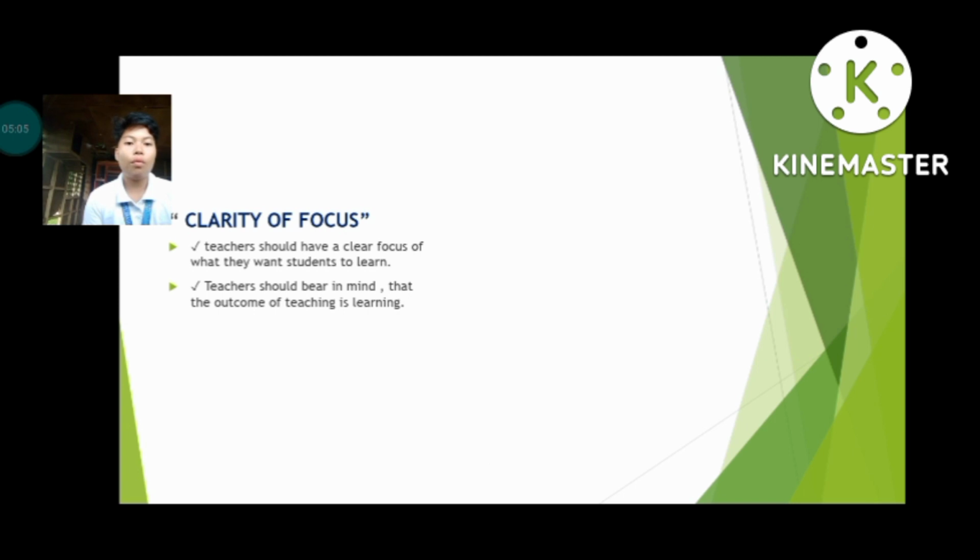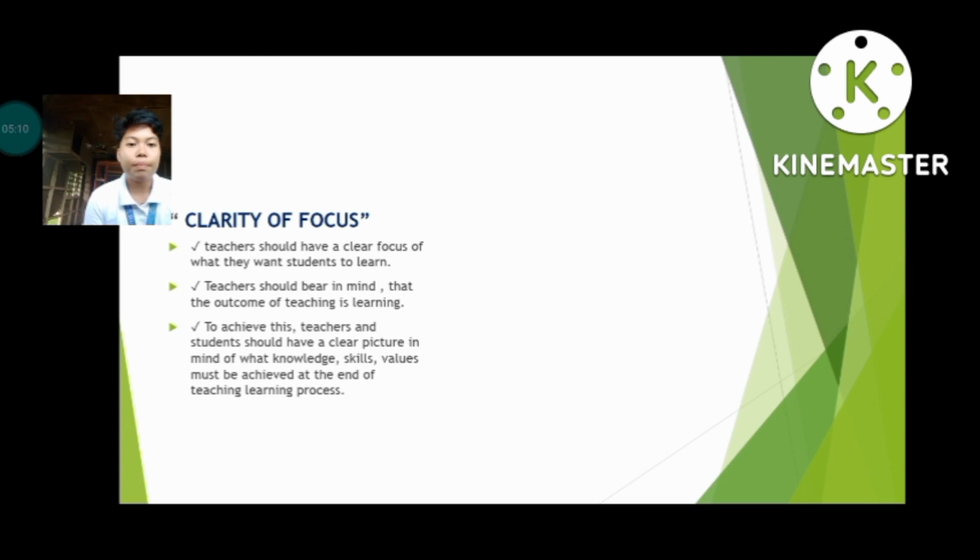Teachers should have a clear focus of what they want students to learn. Teachers should bear in mind that the outcome of teaching is learning. To achieve this, teachers and students should have a clear picture in mind of what knowledge, skills, and values must be achieved at the end of the teaching-learning process. This is like looking straight ahead so that the target will be reached. We should be aware of what knowledge, skills, and values are to be achieved before we take the lessons.